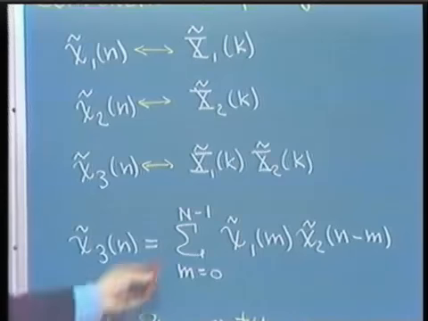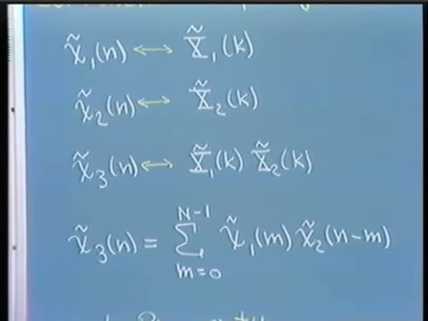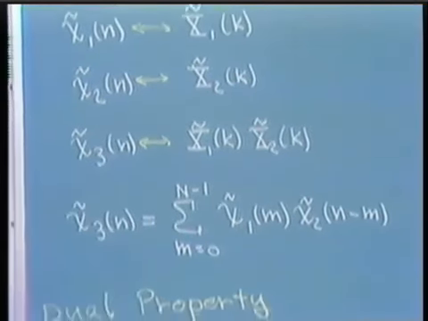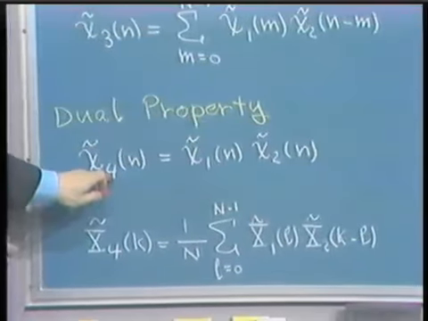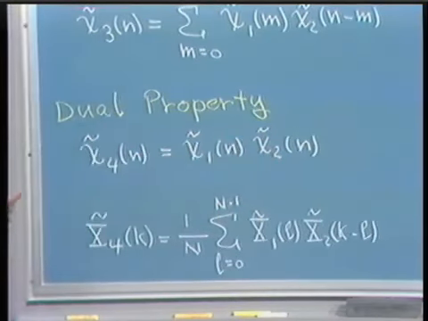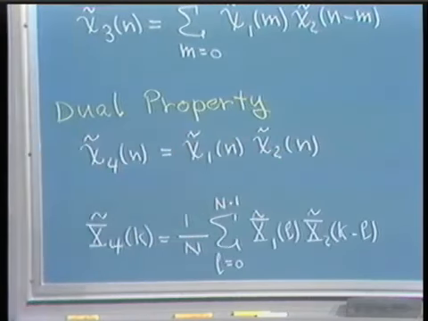Here we have, as the limits on the sum, 0 to capital N minus 1. The summation is carried out only over one period. We have also a dual property, in other words, the property that relates the Fourier series coefficients of the product of two sequences to the Fourier series coefficients of the individual sequences.